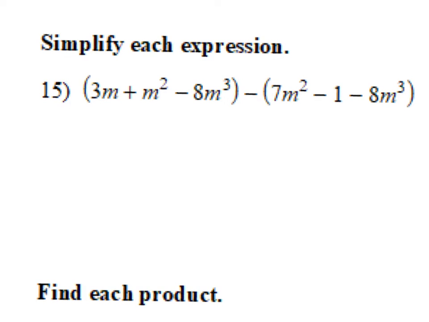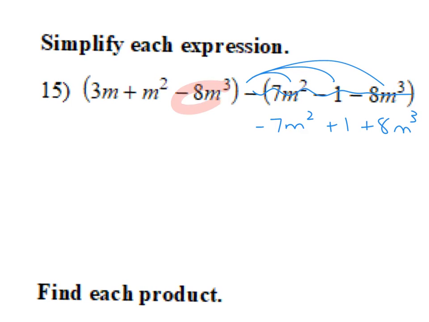Okay, so when we have a negative on the outside, remember we're going to take that negative through and get a negative 7m squared, a plus 1, and a plus 8m to the third. Now throw that guy out, and let's go ahead and combine like terms. So I'm going to put together my cubes. So I've got 8m to the cube plus 8m cubed. So those are going to cancel out. So I don't have to worry about those guys. So those guys are gone.